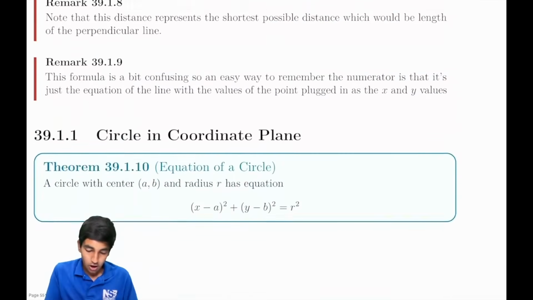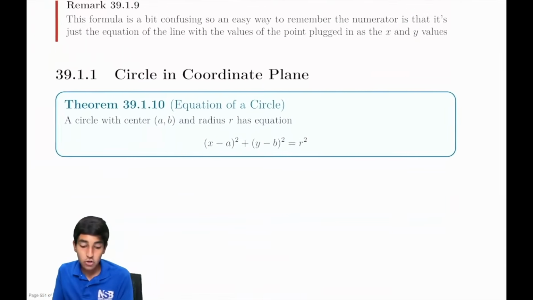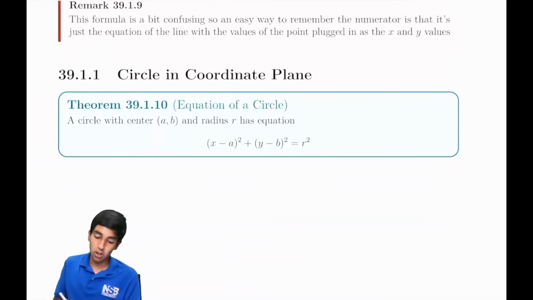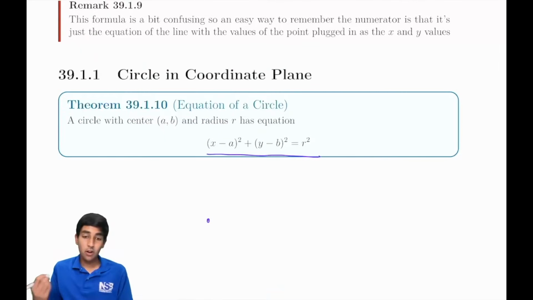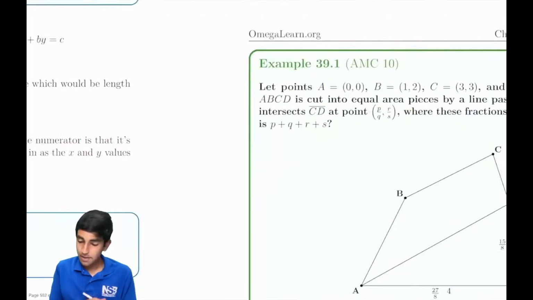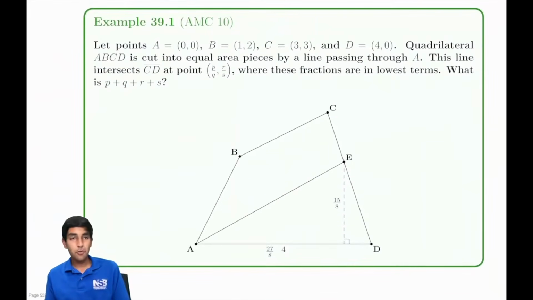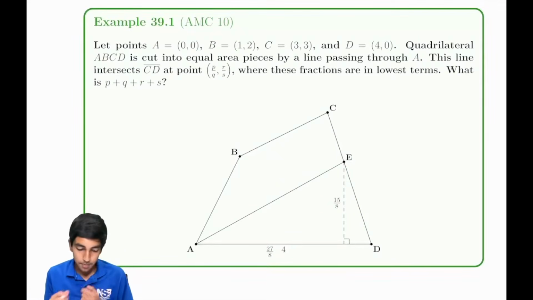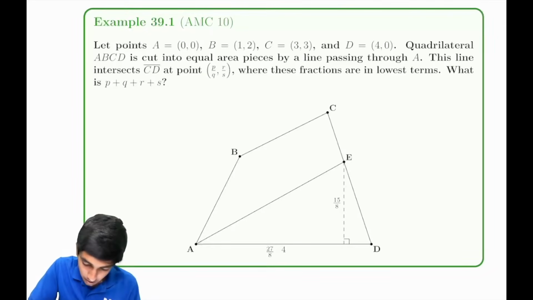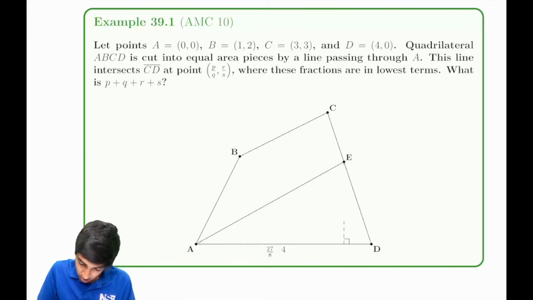Okay, let's move on to the equation of a circle. Let's say it has center (a, b) and radius r. This is the equation, and you're probably familiar with it. Now let's jump straight to examples to see how this is actually applied. Let points A equal (0, 0), B equal (1, 2), C equal (3, 3), and D equal (4, 0).